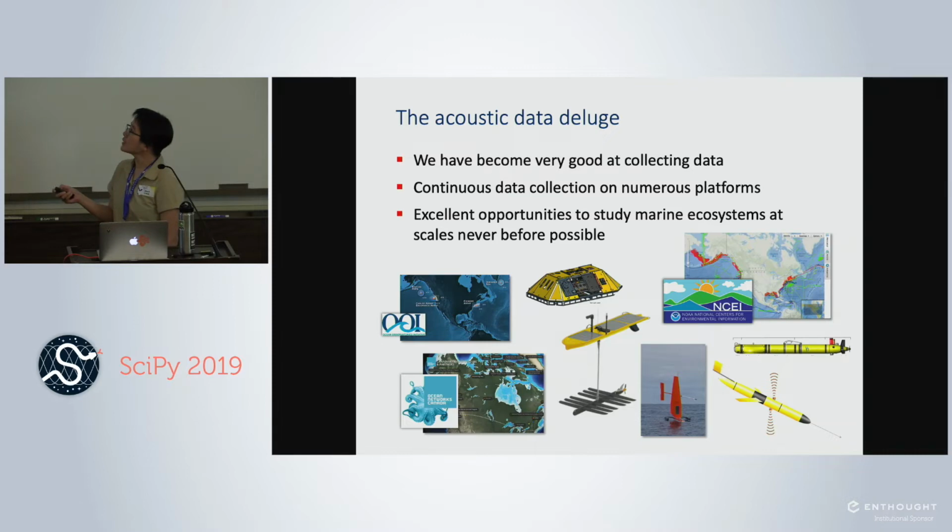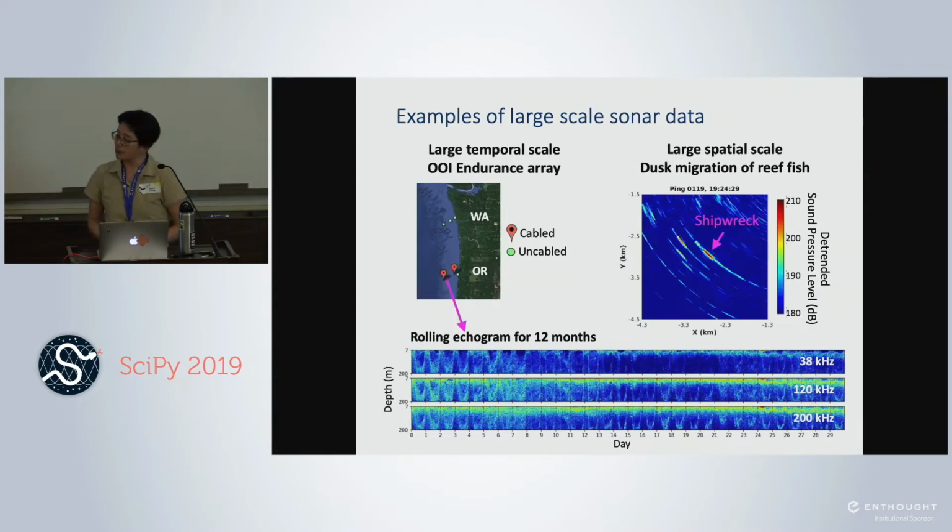And it provides excellent opportunities for us to understand the marine ecosystem, especially in this time with all the climate change problems. And I just wanted to show you a few examples of large-scale sonar data. On the left-hand side is an example of large temporal scale data. The example I'm showing is from the OOI endurance array. This is from a cabled echo sounder moored at 200-meter water depth and looking up.